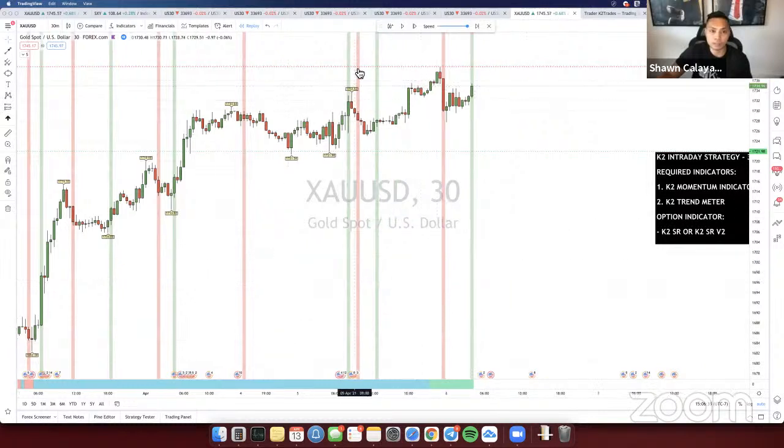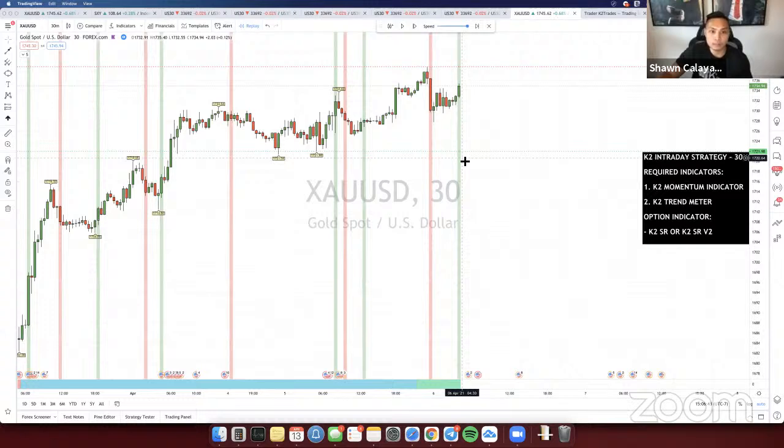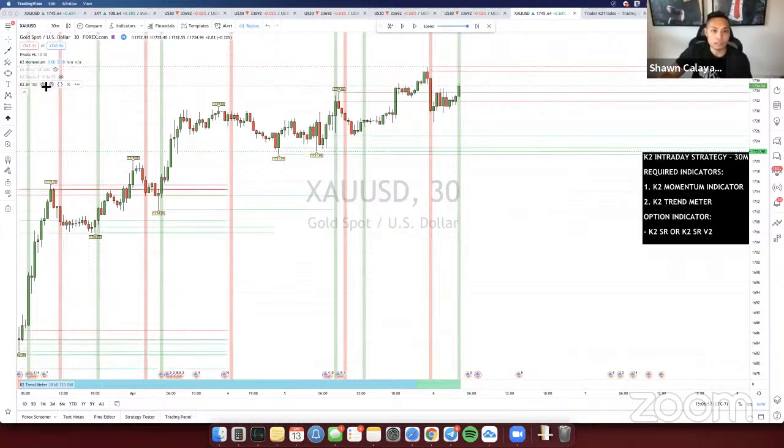So you can see right here, this red dotted line is going to be the resistance, and this green dotted line is going to be the support. So if you just want to see what the closest one is, then the K2sr version 1 is fine. But if you want to see all of the support and resistances, then you can turn on version 2, and this shows you all of them.